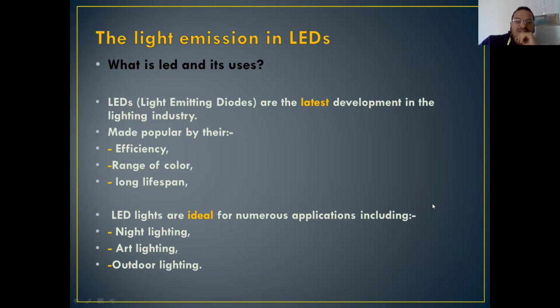What is LED and its use? We will go directly into more details, because this topic is very interesting to us: this kind of light not only has high efficiency, but has many other great features. LEDs, light emitting diodes, are the latest development, the last great generation of lights, like I said in the first slide, with lighting intensity, made popular by their efficiency, range of color, and long lifespan.